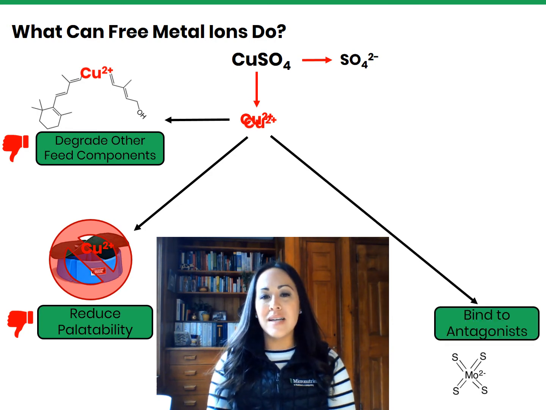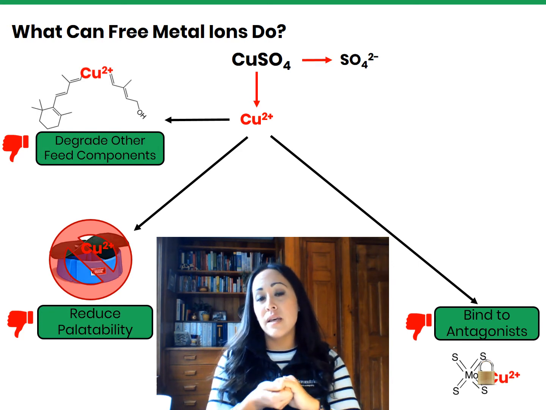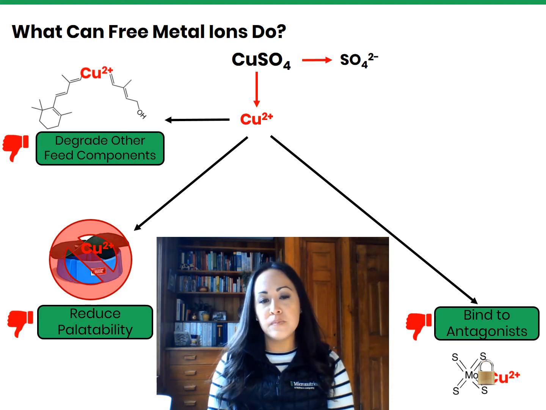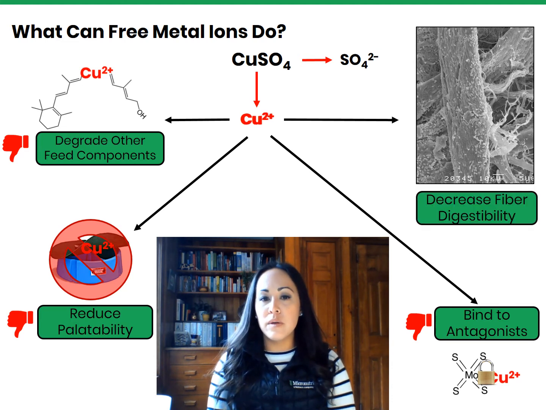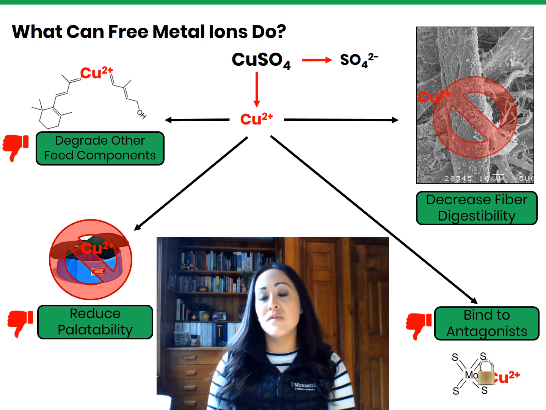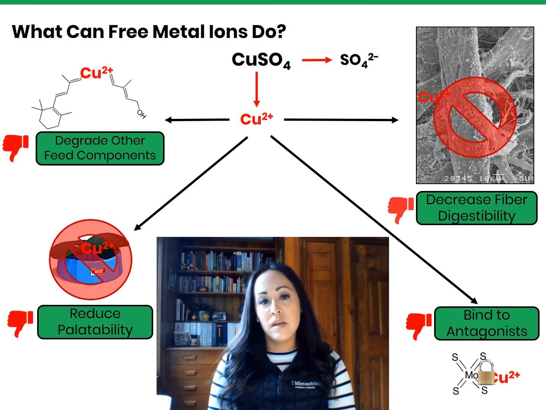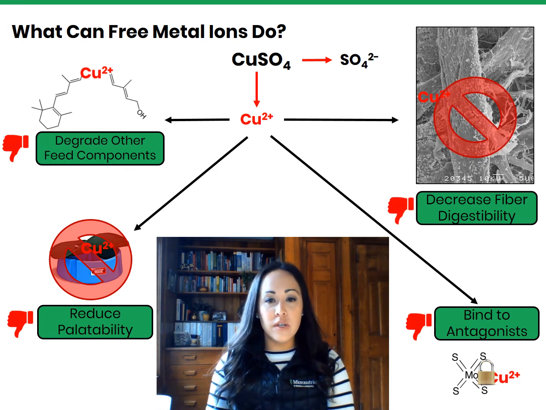It can also bind to antagonists, which reduces the availability of that metal for the animal to absorb because it binds so tightly to those antagonists that it's virtually unavailable to the animal. It can also interfere with bacterial function and can reduce fiber digestibility in the rumen. So the solubility of a sulfate trace mineral can have lots of negative impacts.